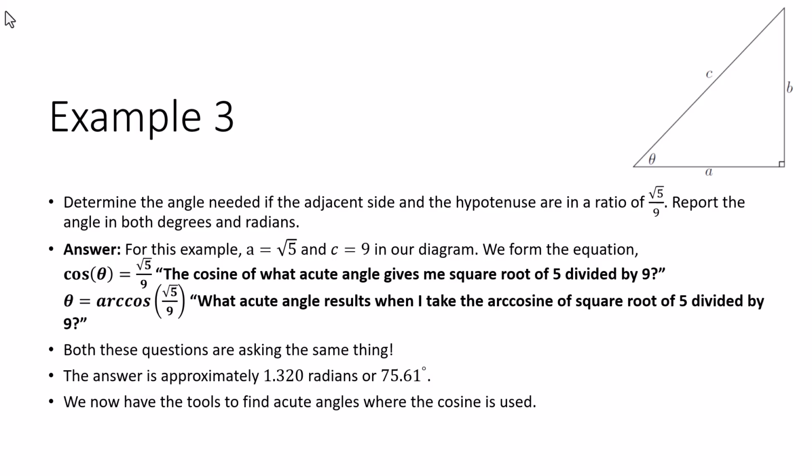We can write this in the arc cosine format by saying theta is equal to the arc cosine of the square root of 5 over 9. And again, this is asking what acute angle results when I take the arc cosine of the square root of 5 divided by 9. And both of these questions are asking the same thing. Using our technology, the answers will be approximately 1.320 radians, or 75.61 degrees. So again, we have the tools now to find the acute angles when cosine is used. And remember, cosine is used when you have the adjacent side and the hypotenuse forming your angle.